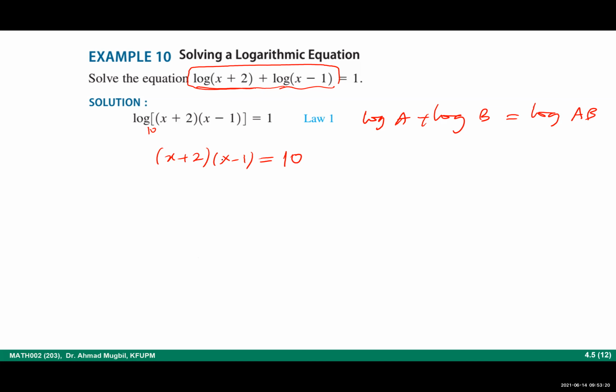Now, please correct me if I'm wrong. Now we have x plus 2 times x minus 1 equals 10. Then x plus 2 equals 10, or x minus 1 equals 10. Is this correct?